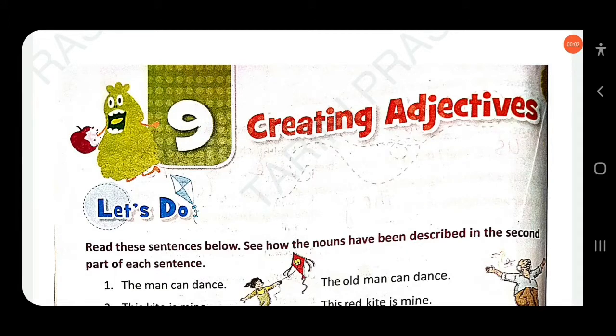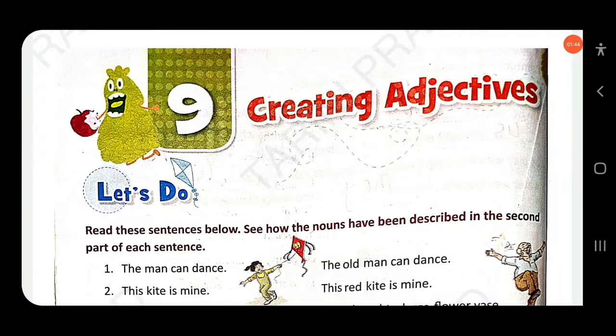Dear students, in this video we will discuss class 3 Oxford New Learners Grammar and Composition, chapter number 9, creating adjectives. An adjective is a word that describes more about a noun or pronoun in a sentence. Adjectives are also known as describing words. They tell more information about the noun or pronoun in a sentence.